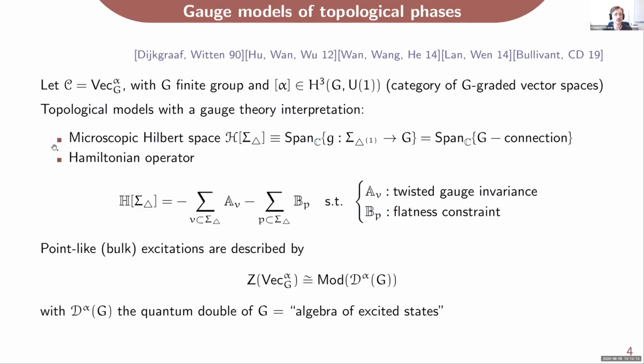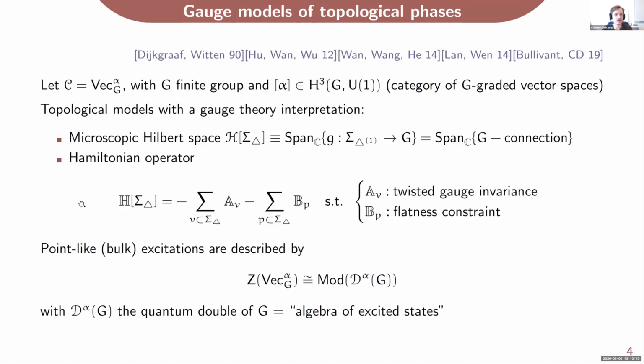So how are they constructed, roughly? The microscopic Hilbert space is given as the formal linear superpositions of group-colored triangulations, where by that I mean we put a group variable on every edge of the triangulation, and this defines the notion of group connection. So it's like the space of group connections.